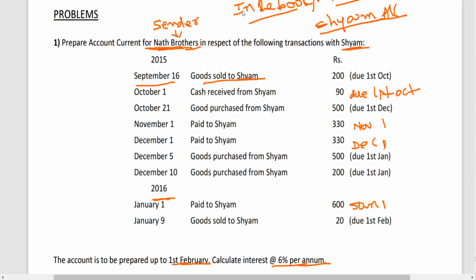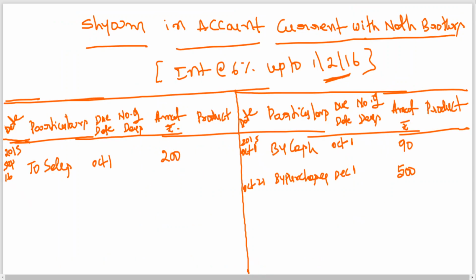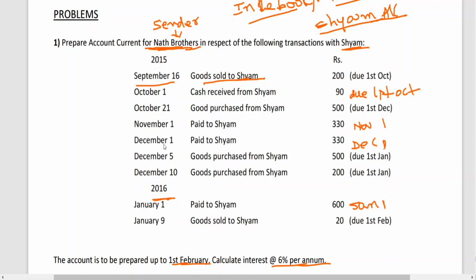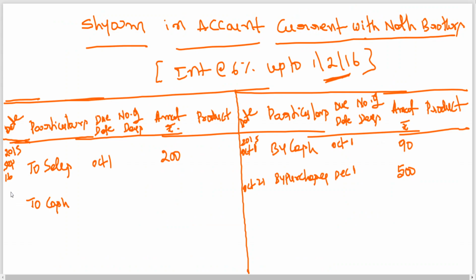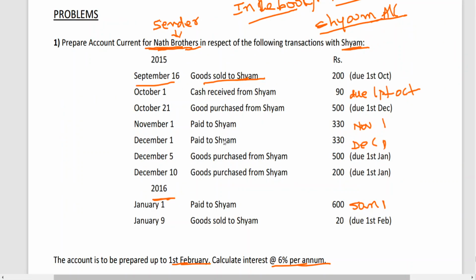November 1st, paid to Shyam, Shyam to cash. Date, November 1st, 3:30. Again paid to Shyam, December 1st, 3:30.